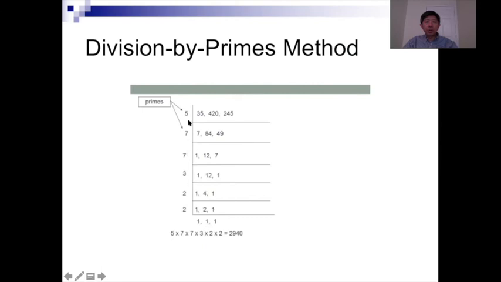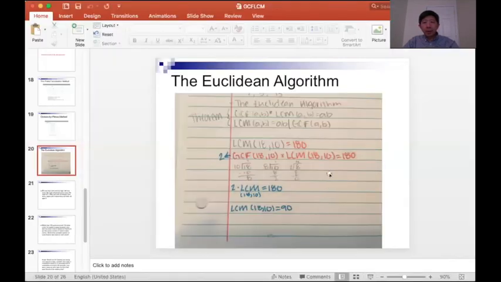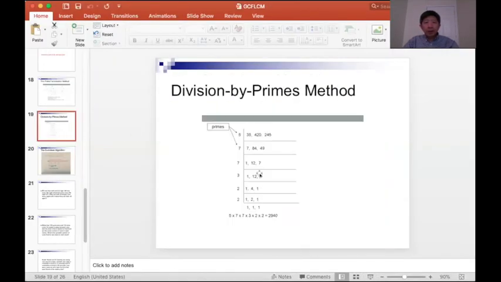If you look at the numbers on the outside here, 5 times 7 times 7 times 3 times 2 times 2, this will be the LCM.